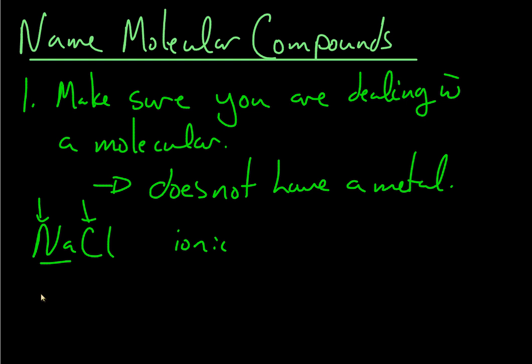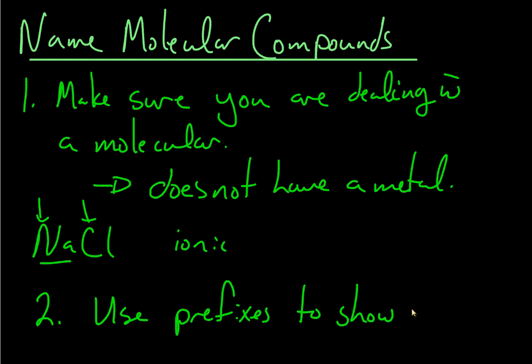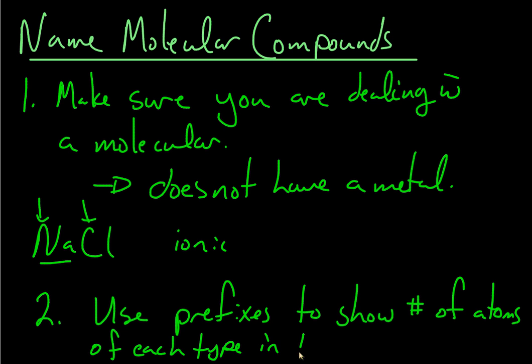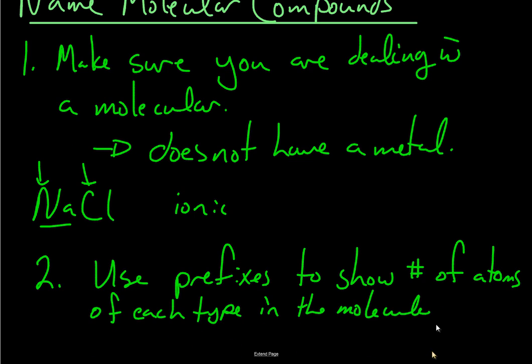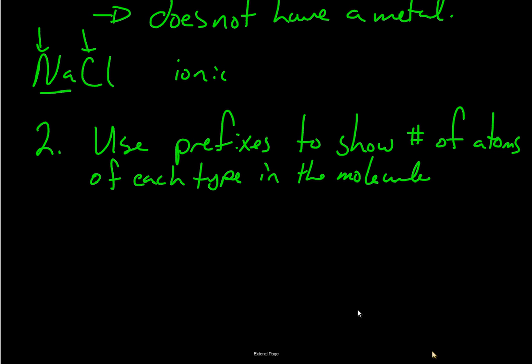Number two, use prefixes to show the number of atoms of each type in the molecule. So what do I mean by that? Well, first, let's see why we have to do that.